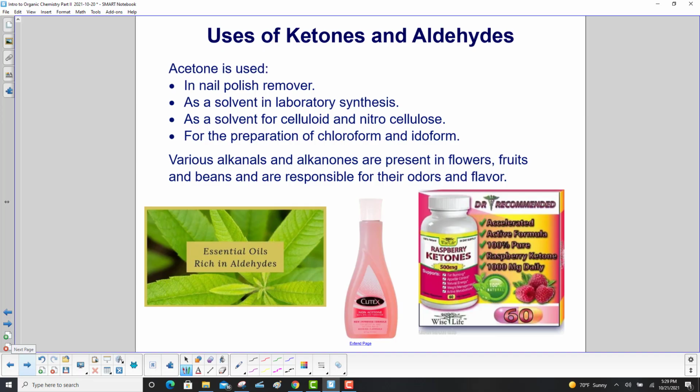Uses of ketones and aldehydes. Acetone has a pungent odor and it is not good for you to smell, right? It is used as nail polish remover, as a solvent in laboratory synthesis, as a solvent for celluloid and nitrocellulose, and for the preparation of chloroform and iodoform, and this will knock you out, that chemical there. Various alkanals and alkanones are present in flowers, fruits, and beans and are responsible for their odors and flavor.